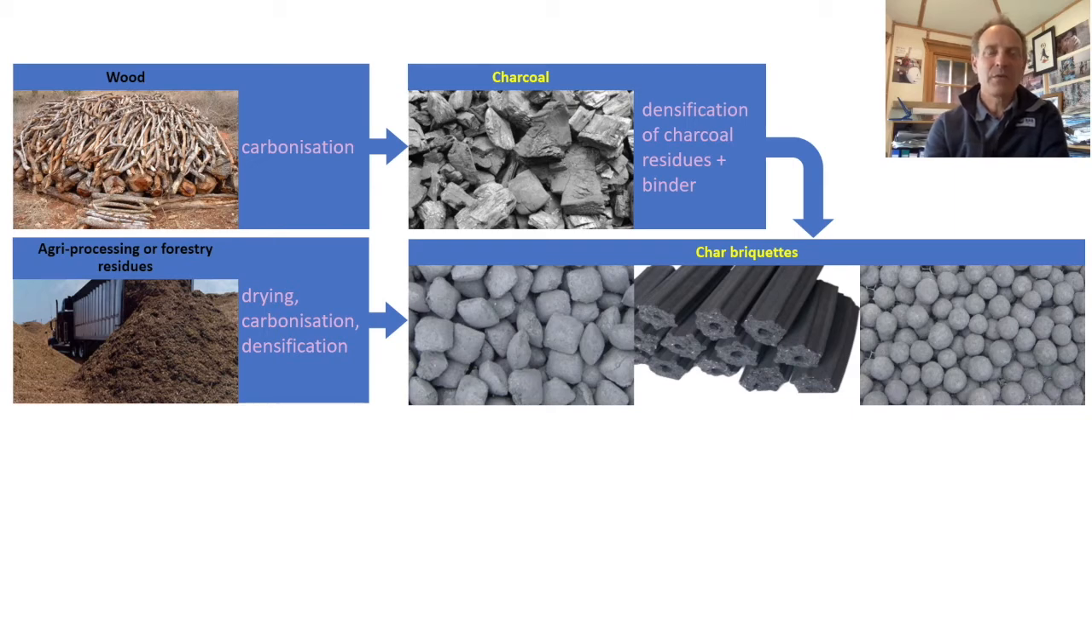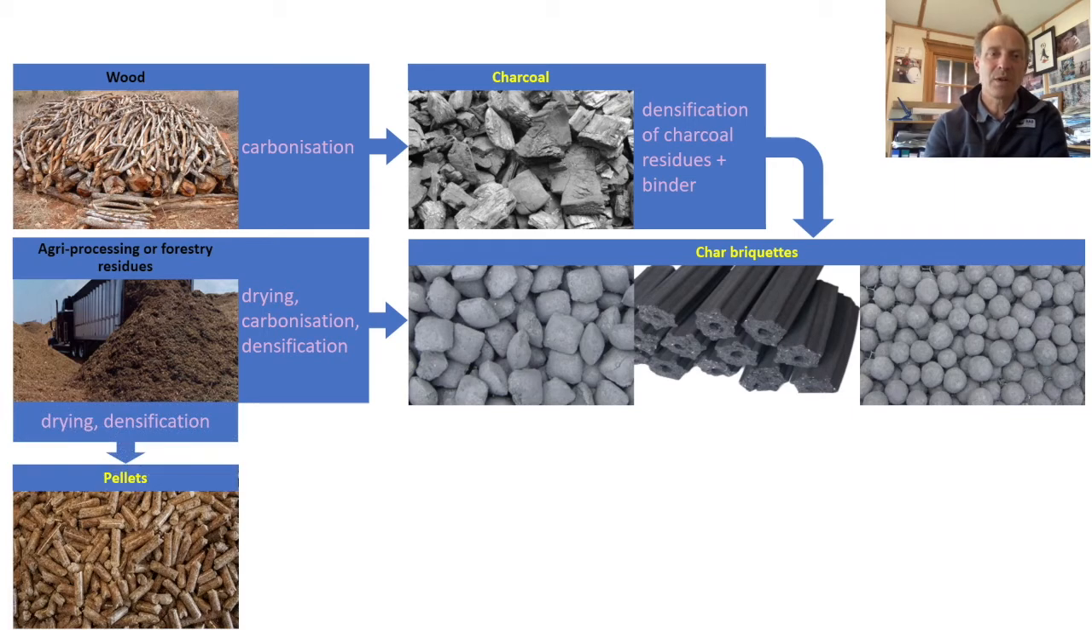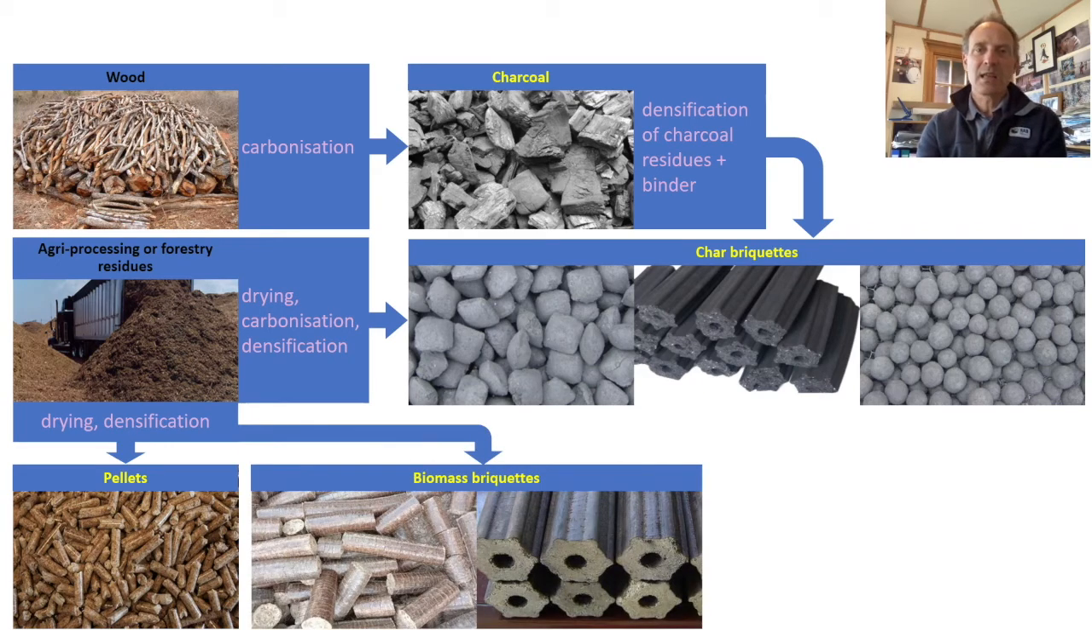Going down another route from agri-processing residues, you can dry and densify and get a couple of other products. One is fuel pellets, very small in size. The other is biomass briquettes, generally a little larger, often 70 to 90 millimeters in diameter, either hexagonal or cylindrical, made through extrusion or using ram presses.